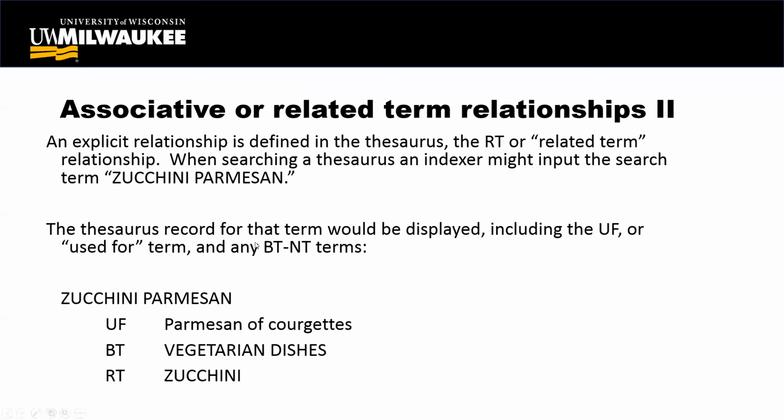Now we're talking about a couple of concepts, such as "used for". For this one, you can use this one for, right? So it means zucchini parmesan is the official term. So you can use "used for" for others, which are not official terms. And its broad term is vegetarian dishes. Its related term is zucchini. So you can tell the relationship among those different terms.